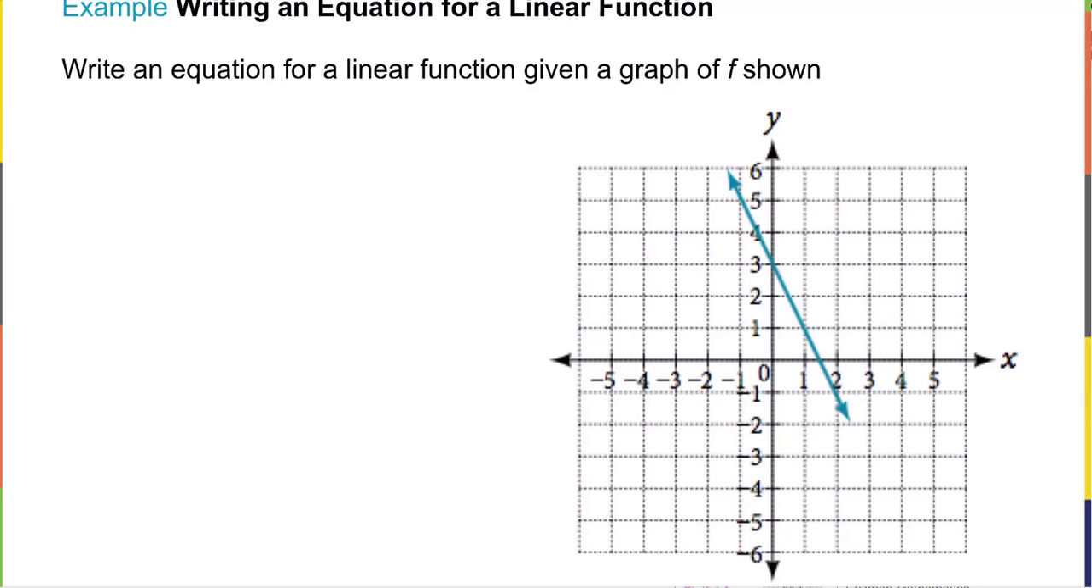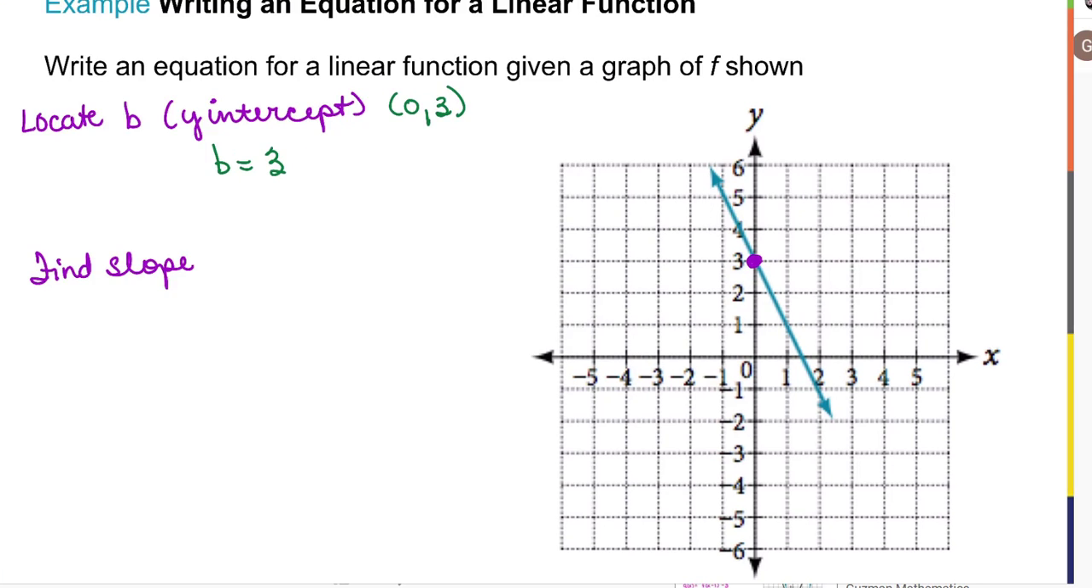I always start with the y-intercept because visually you can see it. It's right there, where the line crosses the y-axis. So we are locating our b, our y-intercept. That is the point (0, 3). So in this case, b equals 3.